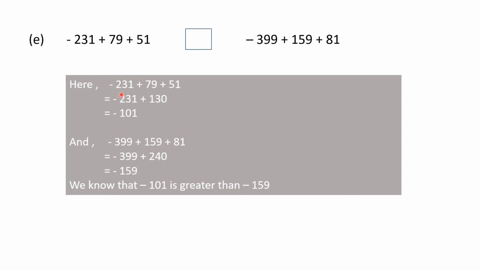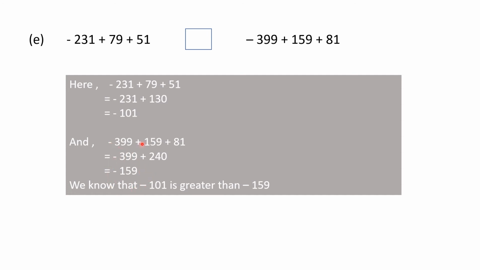Or you can also do one more thing. Look here, this is a negative integer, so put it as it is. Then you take the positive integers and you add them, and then you can solve it in order to become easy. You can either take the first two numbers and solve it, or you can take the last two numbers and solve it. It does not make any difference. You will get the same answer. So by solving it, we get the final answer minus 101, and the second part, the final answer minus 159.